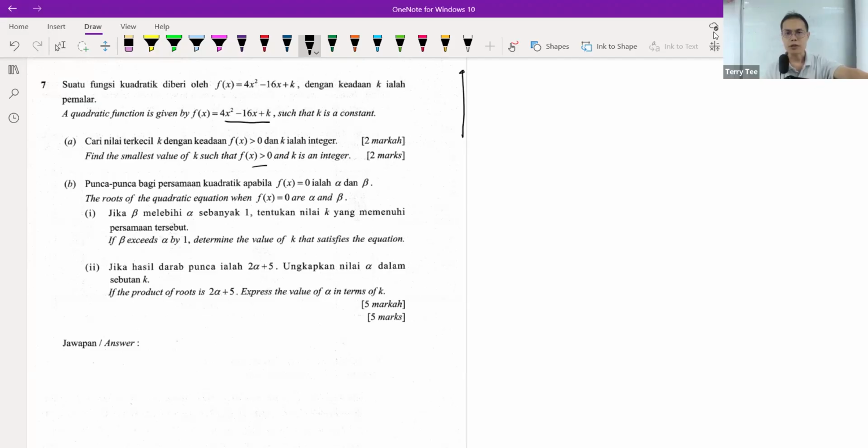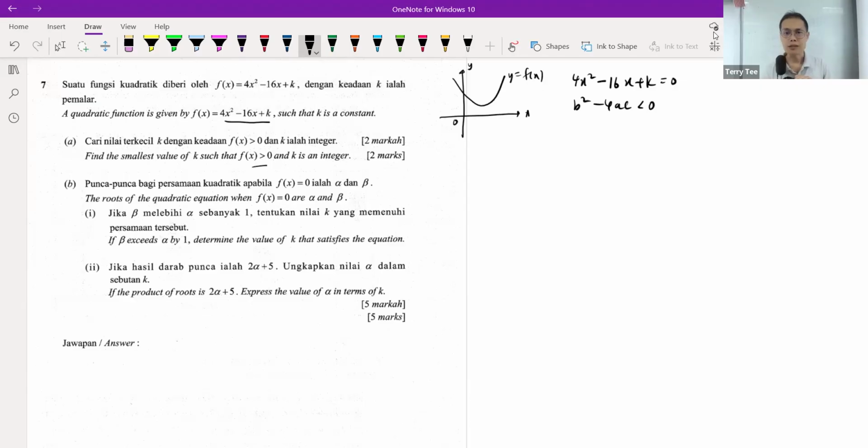So if your f(x) is greater than 0, meaning this graph is always above the x-axis, it lies above the x-axis. So what can we say? This graph doesn't intersect the x-axis. The equation 4x² − 16x + k = 0 will have no solution. There is no real root. If there is no real root, your b² − 4ac value should be less than 0. Now remember, f(x) is more than 0, but your b² − 4ac is less than 0, because there's no real root, there's no intersection.